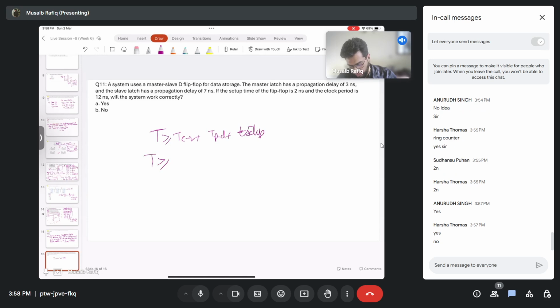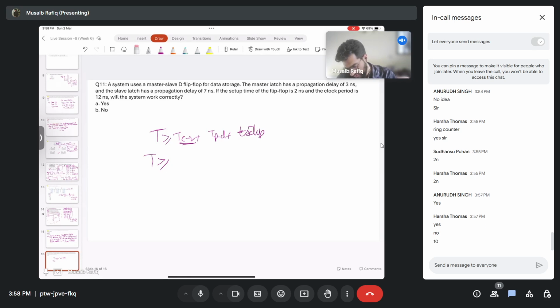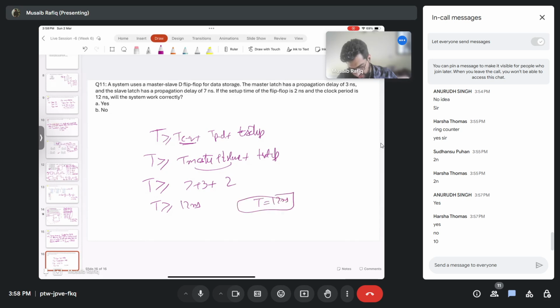So T should be greater than or equal to T clock to Q. You can write it like this also: T master plus T slave plus T setup. So T should be greater than or equal to T master plus T slave, which is 7 plus 3, and T setup is 2. So T should be greater than or equal to 12 nanoseconds. And T itself is equal to 12 nanoseconds. So if you go by this equation, it should work correctly, right?